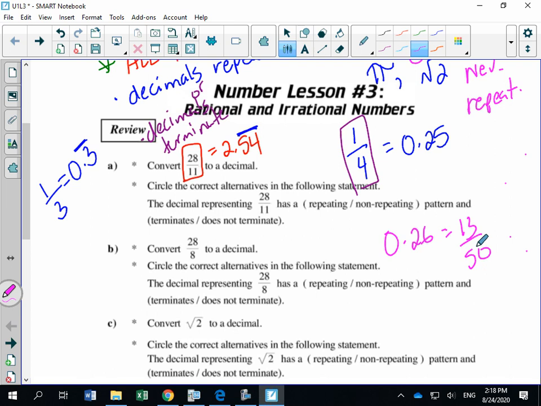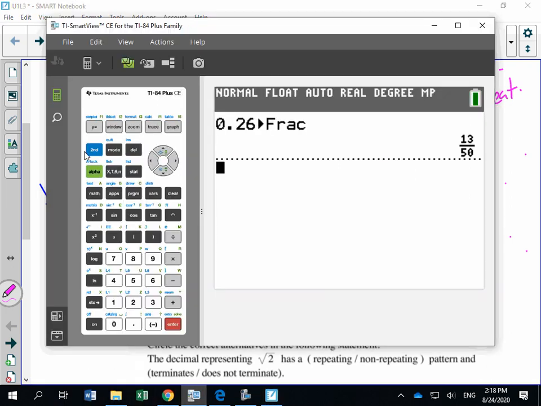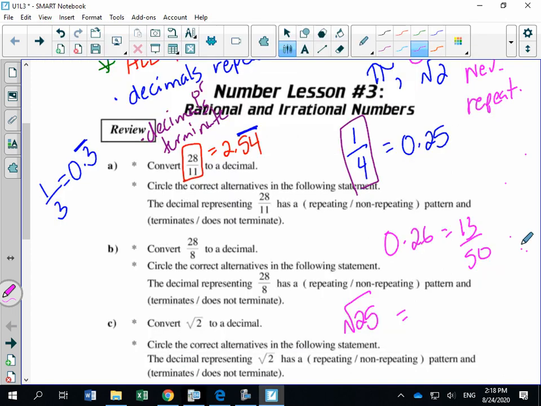Let's say I said the number square root of 25. Is that rational or irrational? So you would say, okay, square root of 25 is 5. And again, to turn that into a fraction, any number over 1 would be a fraction.